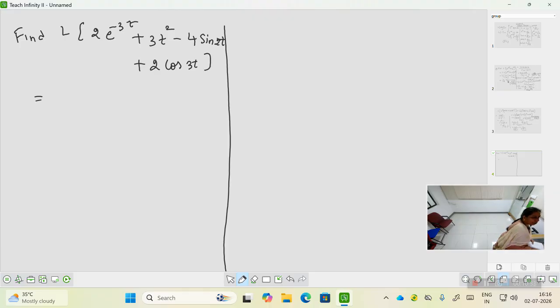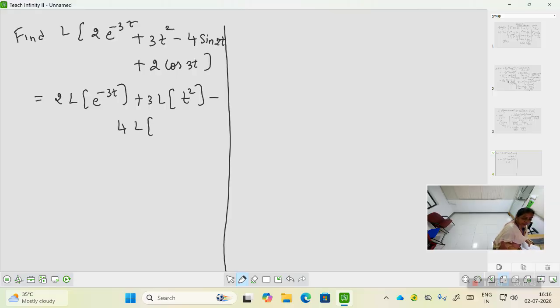Okay. So which is equal to 2 into L of e power minus 3t plus 3 L of t square minus 4 into L of sine 2t plus 2 into L of cos 3t. One by one we'll cover this.